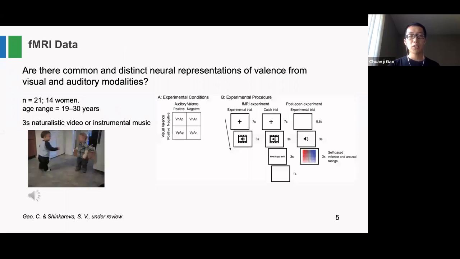To examine this question, we collected some fMRI data at the MCBI, my course and center. Of course, it was before COVID. We have 21 subjects, of whom 14 are women, all young adults. In this experiment, we are using the typical set of stimuli from our lab, which I say is typical because it's been used in multiple studies, and it's been a long-term development process. Basically, these are naturalistic video and instrumental music stimuli.